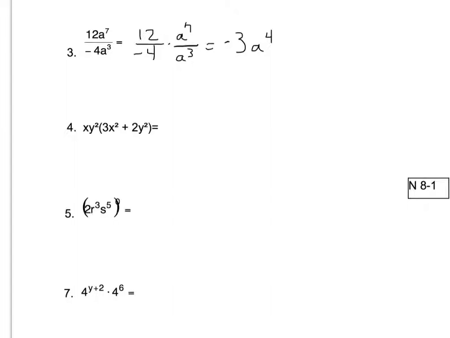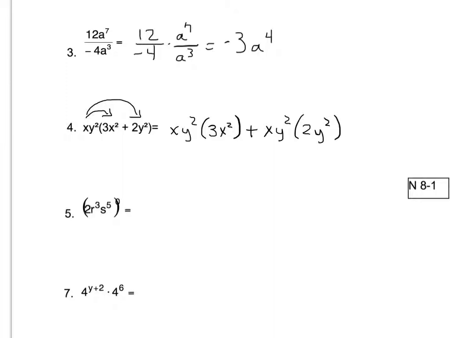This one indicates we need to use the distributive property because we have a term in front of a binomial. So everything in that parentheses must get multiplied by xy squared. If you want, write it out this way. Xy squared gets multiplied by the first term in the parentheses, 3x squared. I have a plus sign. And then xy squared needs to get multiplied by the second term in the parentheses, which is 2y squared.